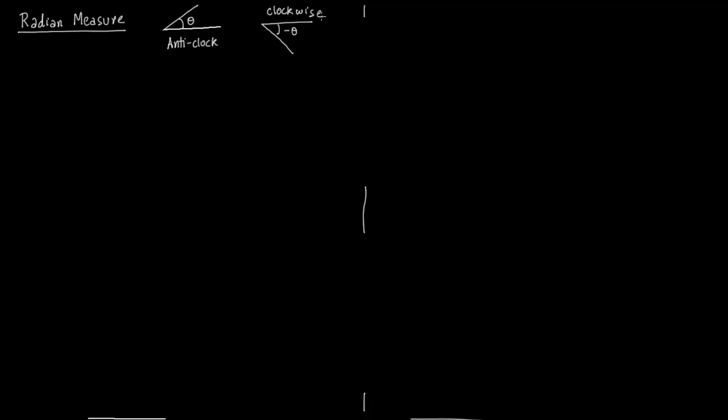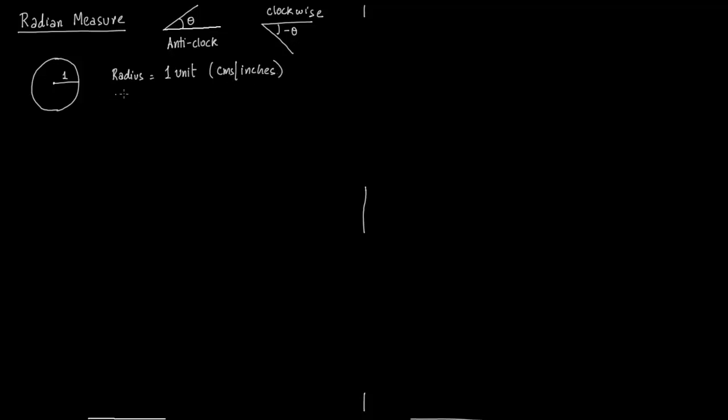So let me first draw a circle of radius 1. A circle of radius 1 will have circumference 2 pi r. Since the radius is 1, the circumference is 2 pi. We interpreted that going around once a circle of radius 1 is equivalent to covering a distance of 2 pi units. And it is from here that we get the radian measure.